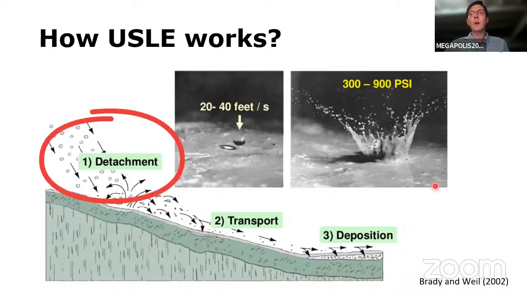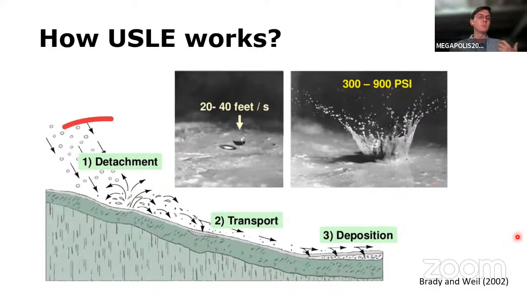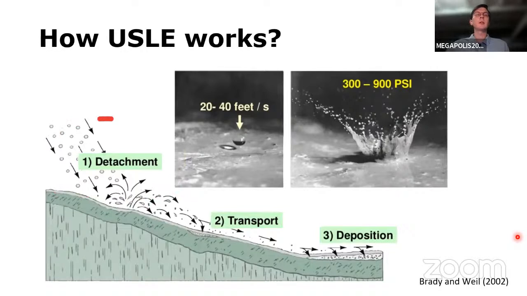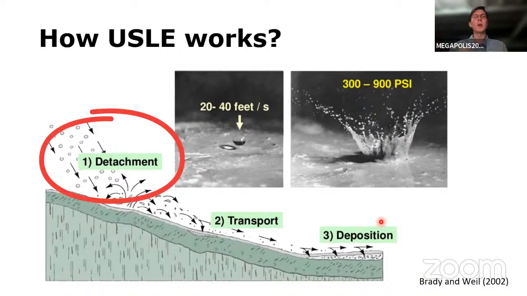So RUSLE. This model allows us to model only the detachment of soil particles. This model doesn't account for transport or deposition, so we cannot treat our results as sediment yield or deposition. It is gross soil loss, without any transport or deposition part.